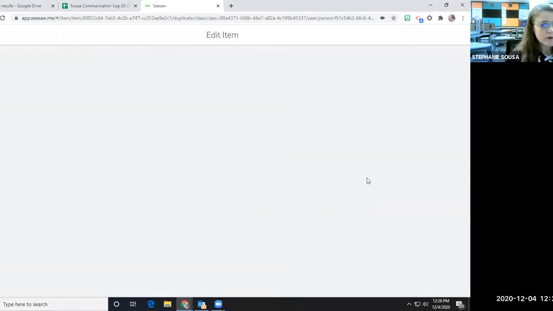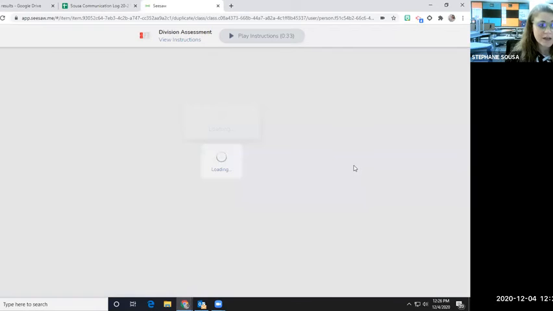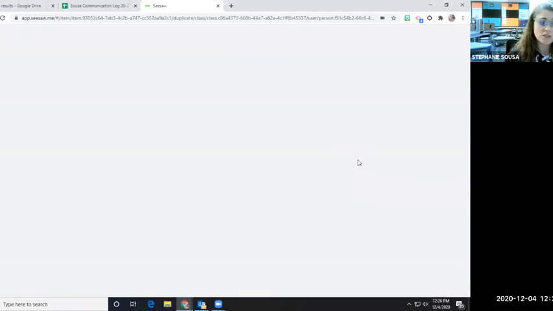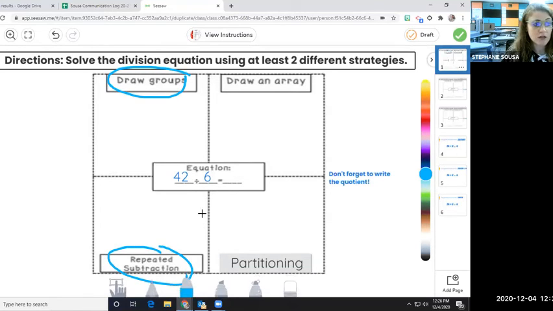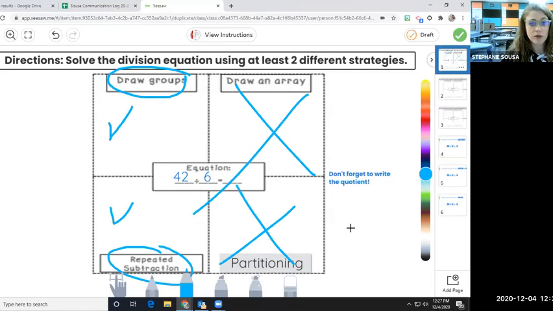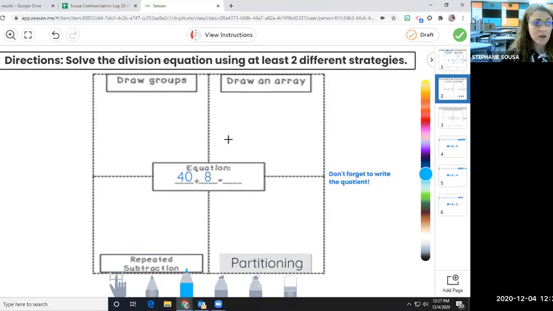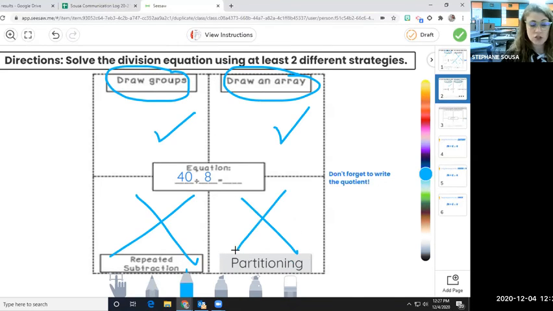slides 1 through 3, you're going to choose 2 strategies. There are 4 strategies that you can choose from. You only have to do 2. So if I were going to solve 42 divided by 6, the strategies that make the most sense to me are groups and repeated subtraction. So if I solved these 2, I don't have to do array and I don't have to do partitioning. Okay? Maybe on the next slide, I want to try different strategies. Maybe this time I'll do groups and an array. And if I solve the work here, I do not have to do these 2.